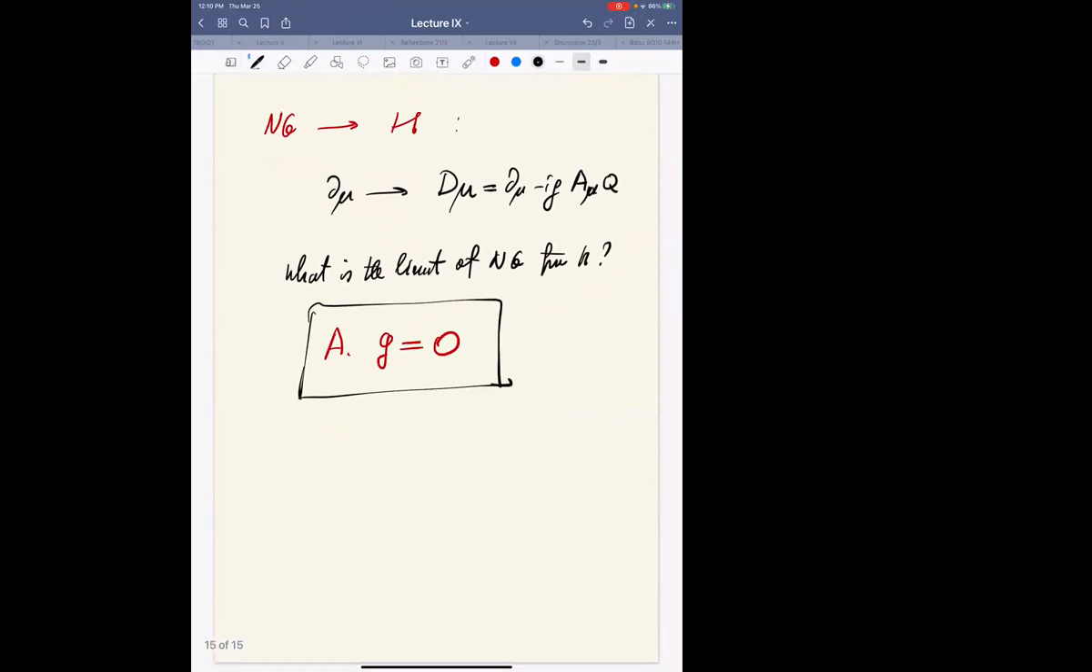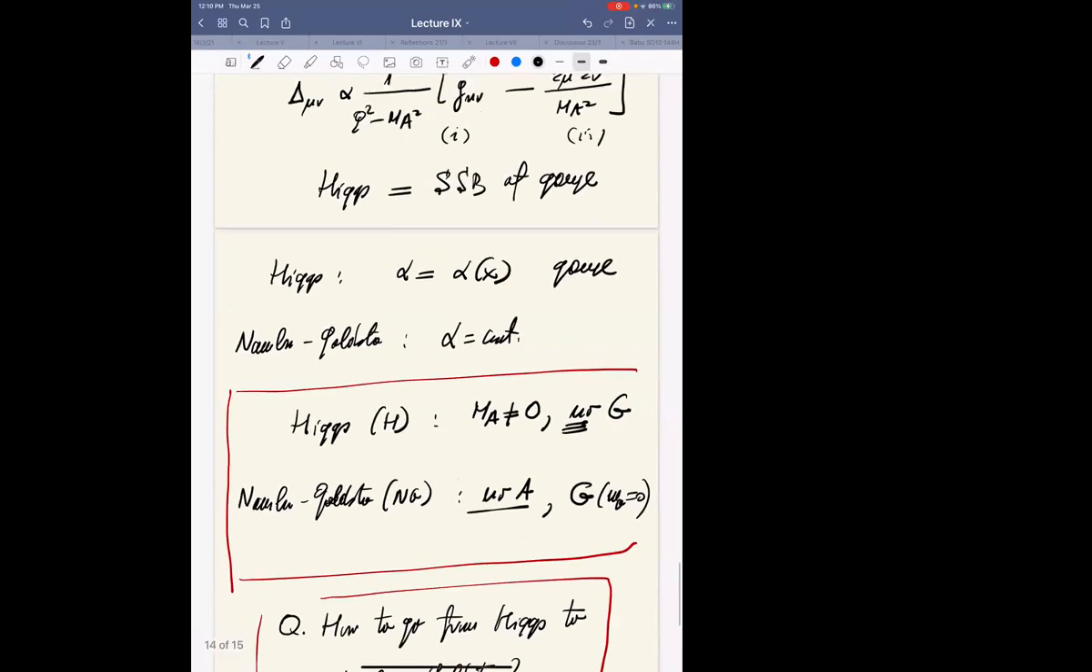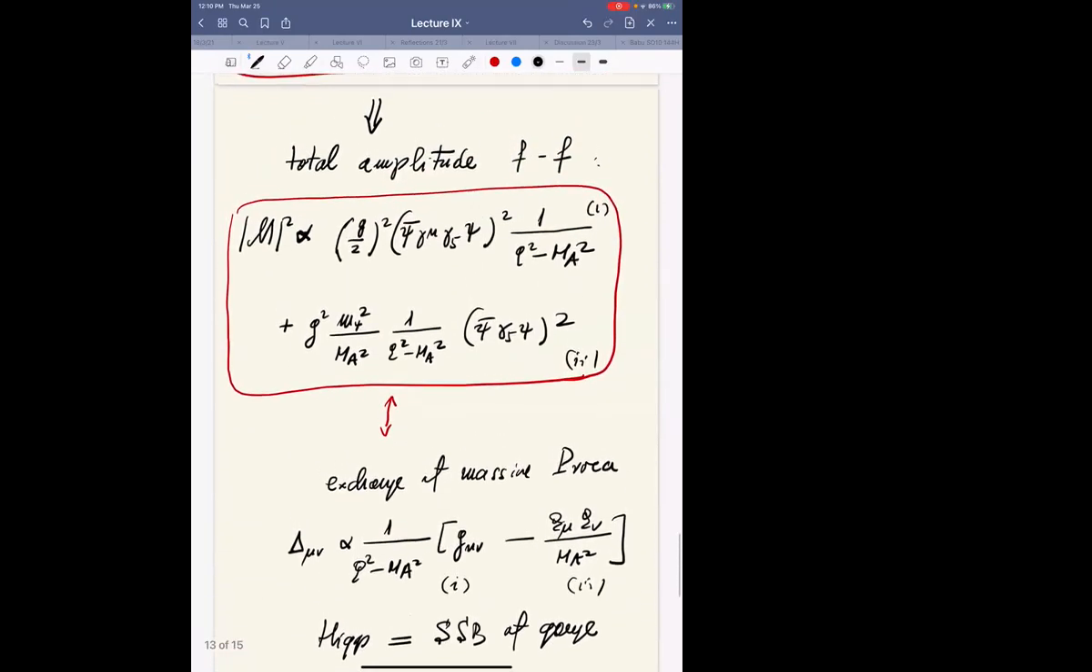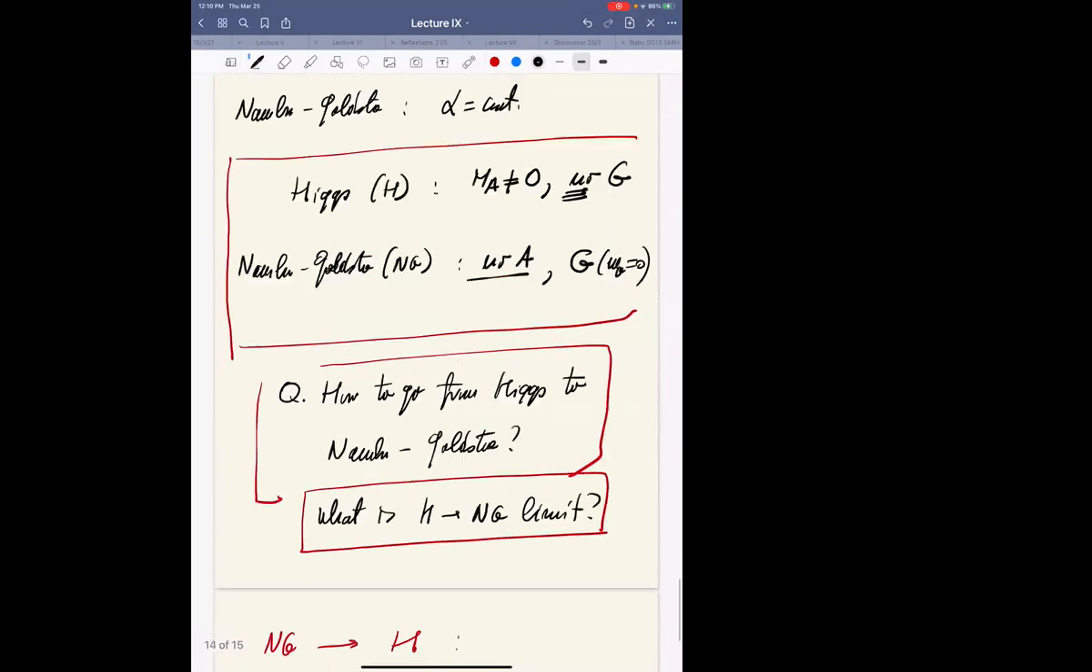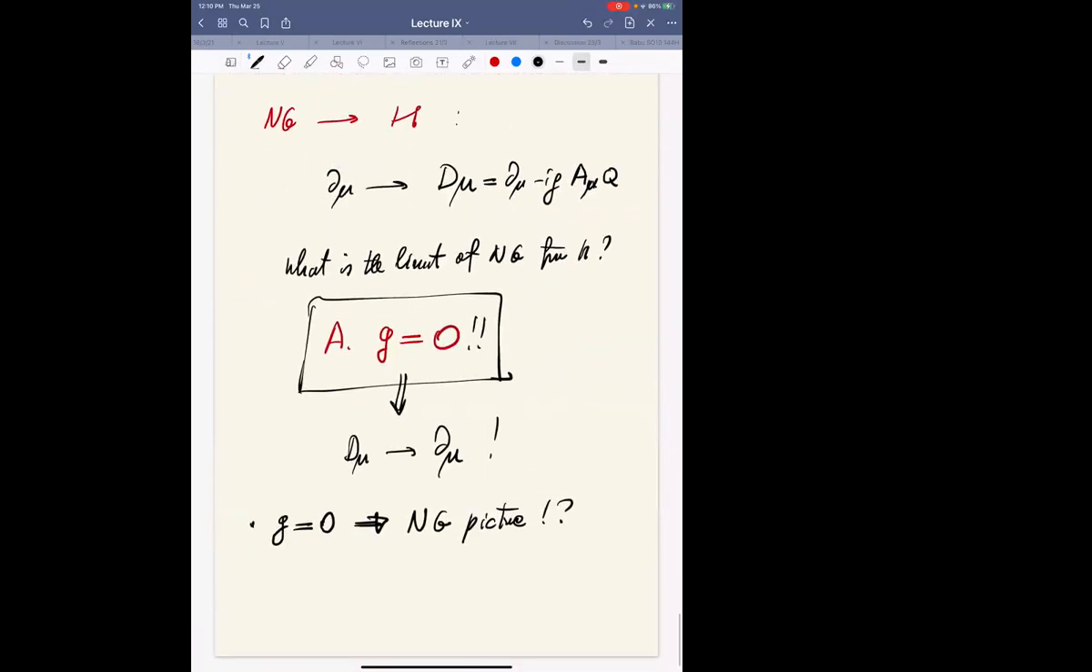If I'm right, and it seems obvious, why? Because in this limit, D mu goes back to d mu. So in other words, by taking G equals 0, I should get the Nambu-Goldstone picture. So let's do it. So I'm going to take this amplitude, okay, with your help. You help me. What happens when G goes to the limit? I have two pieces, 1 and 2. So we'll separate them, the piece number 1.